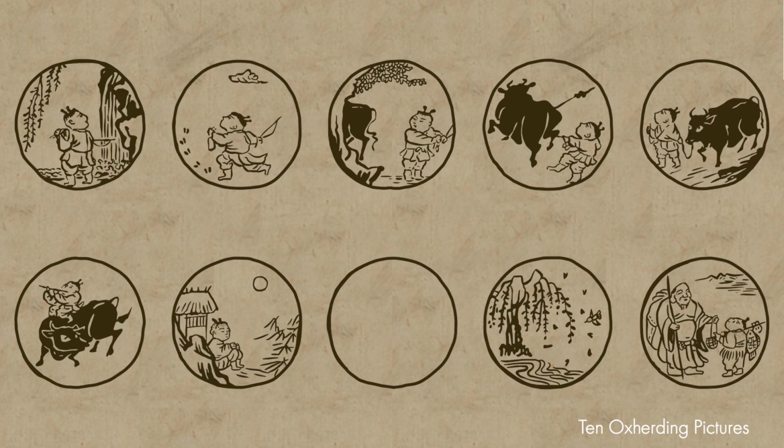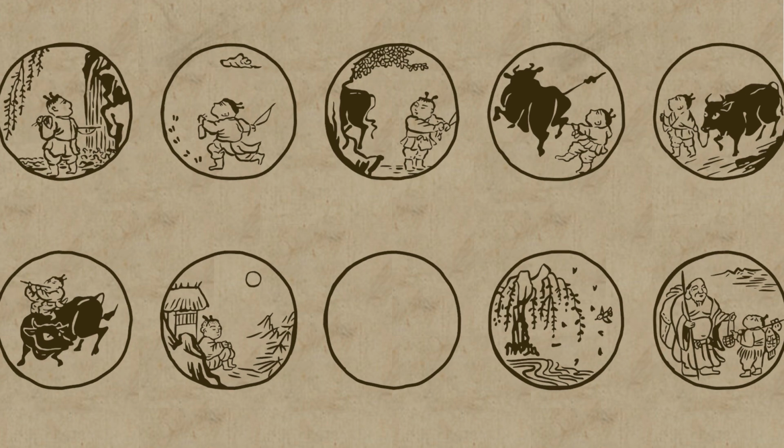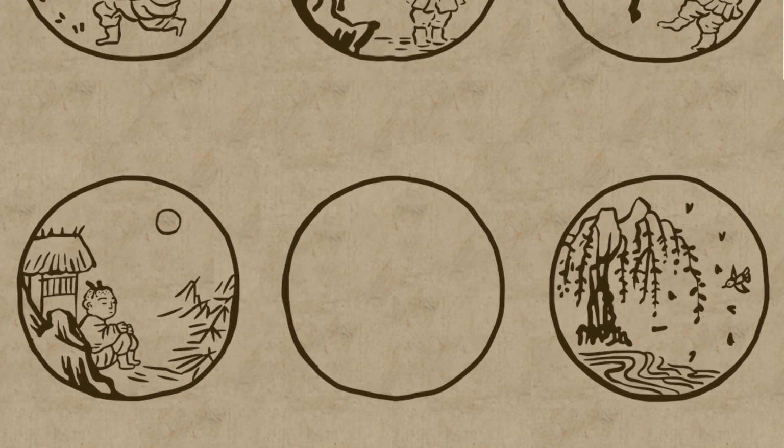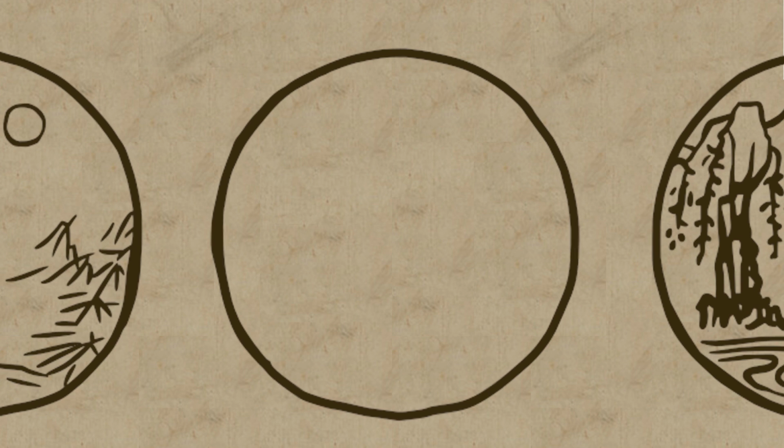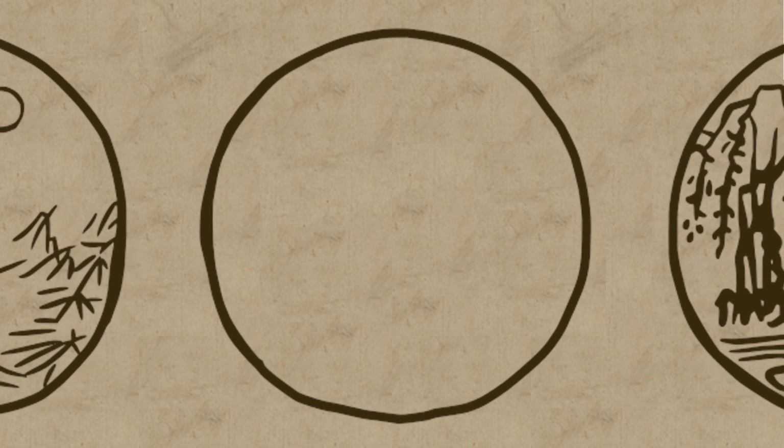Ten Ox Herding Pictures is a series of short poems and accompanying drawings used in the Zen Buddhist tradition to describe the stages of practice that lead to enlightenment. In them, a figure searches for a lost ox, going on to find, catch, tame, and ride the animal back home. In doing so, the man frees himself of ego, realizing his fundamental identity as one with the ultimate, undivided reality. The ox symbolizes the Buddha nature, and the ox herder the self.